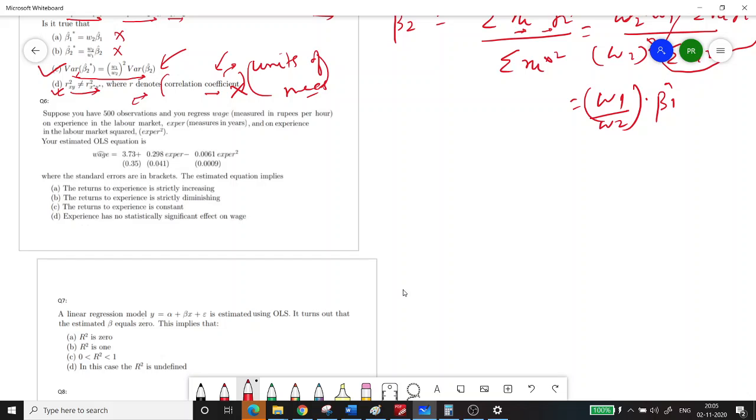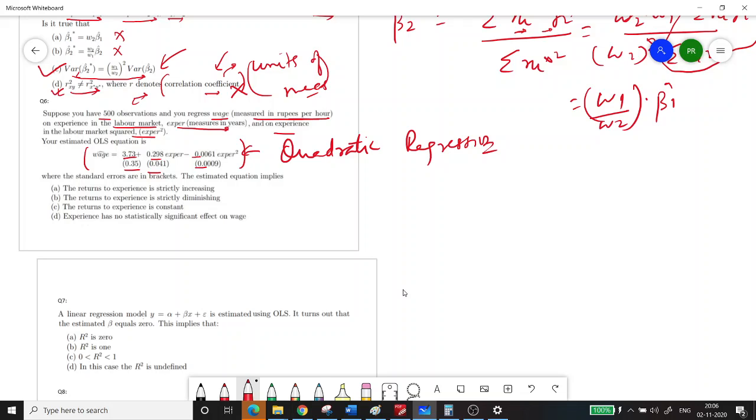Next question is, suppose you have 500 observations and you regress wage measured in rupees per hour on experience in the labor market, that is experience measured in years, and on experience in the labor market squared, that is you are essentially running a quadratic regression. So this is your model. You must understand by now how to read this model. So these are your standard errors. These are the coefficient values.